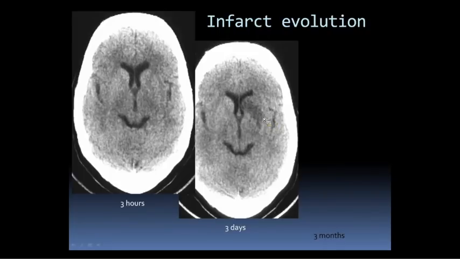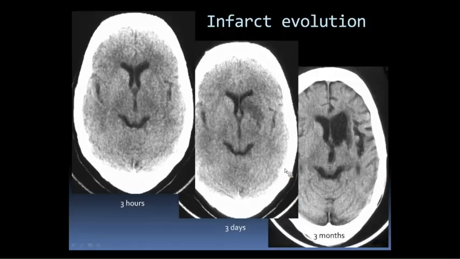Loss of the gray-white matter differentiation here between the internal capsule, and then there's some mass effect here, right? So there's some bulging into the frontal horn of the ventricle, and then this is at 3 months. So if you look here, the density is not that low here. So it would be hard to just use density, but you can clearly tell that there's volume loss.